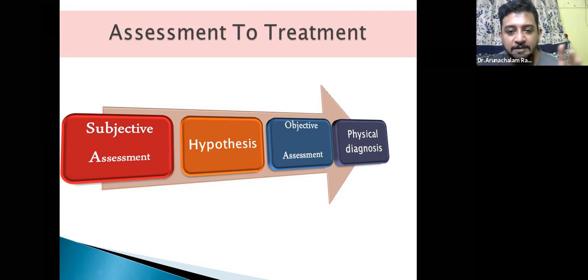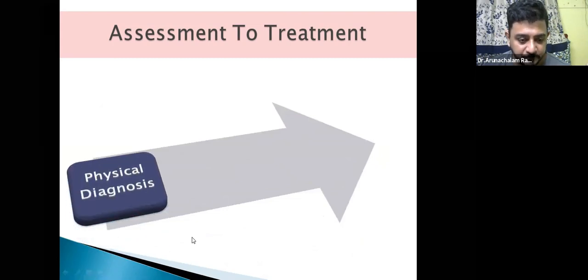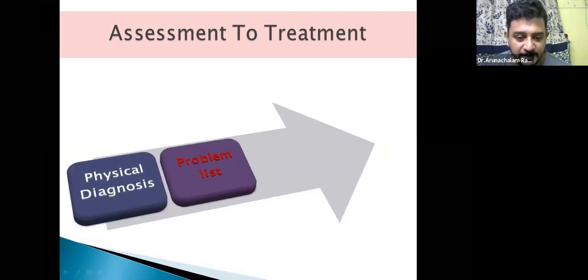Most often what happens, subjective assessment stands separately, objective assessment stands separately, and the treatment will be something else. Most often it is passive movements. Okay, so please don't do that. That is what I am explaining here. So after the physical diagnosis, you will come to know what all the problems are. If you don't identify this problem list from your assessment, then your assessment is completely a waste.